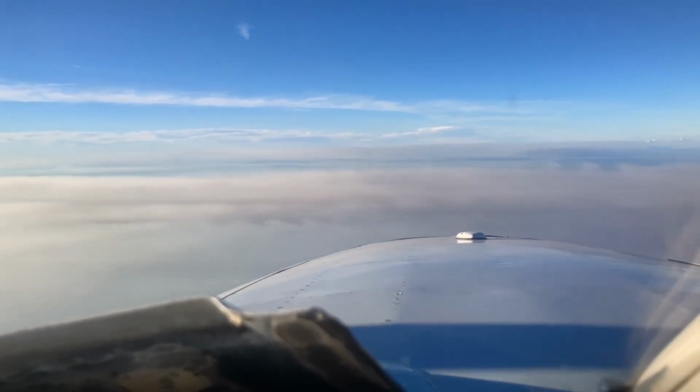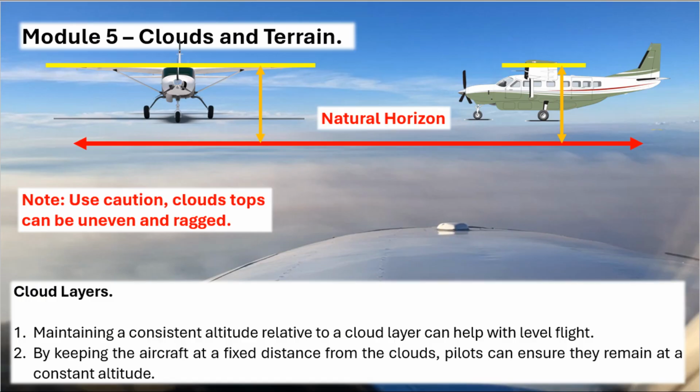Clouds and terrain. Cloud layers. 1. Maintaining a consistent altitude relative to a cloud layer can help with level flight. 2. By keeping the aircraft at a fixed distance from the clouds, pilots can ensure they remain at a constant altitude.